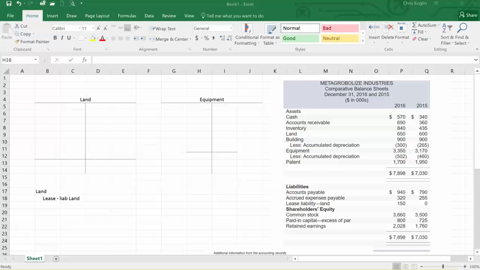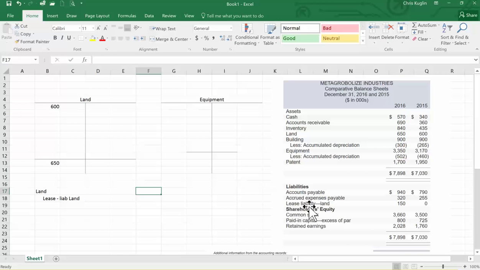So let's go ahead to a spreadsheet and start plugging in some of this information that we know and analyzing. So I always look and I just plug in whatever numbers are given to me. The first numbers on land that were given to me, that we had a beginning balance of 600 and we had an ending balance of 650. Okay, do we know anything else about land?